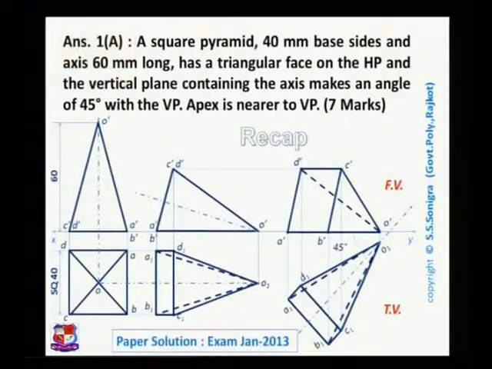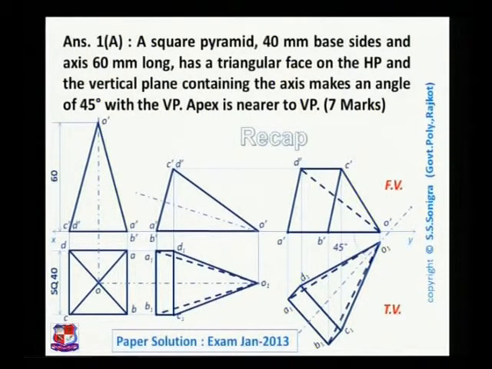Now, the first question is about a square pyramid. Dimensions are given and it is resting on a triangular face on HP, and the axis makes an angle of 45 degrees with VP and the apex is nearer to VP. This we solved last time.